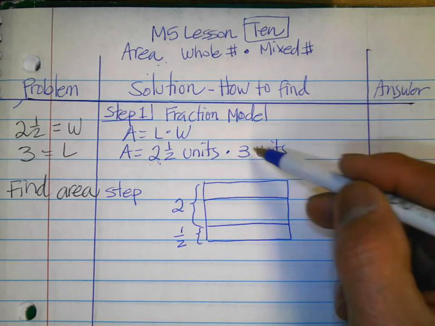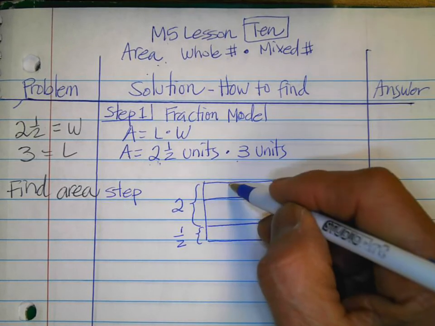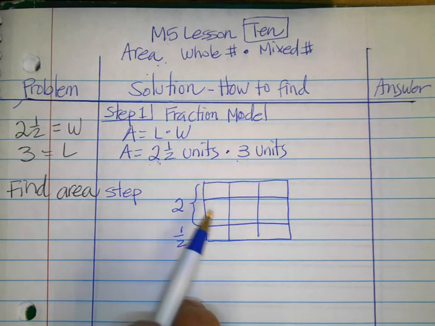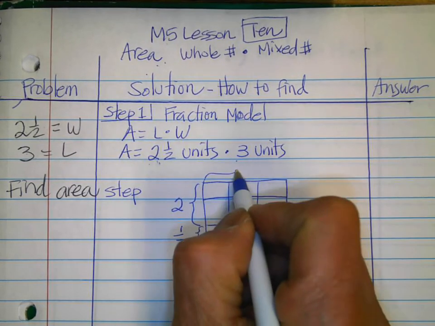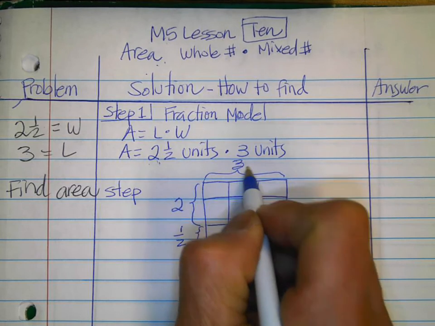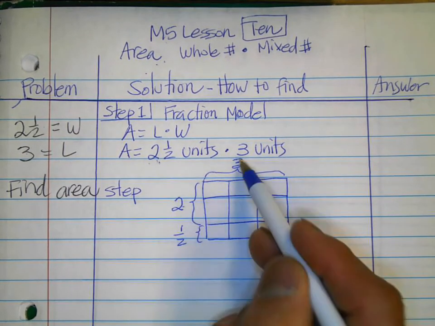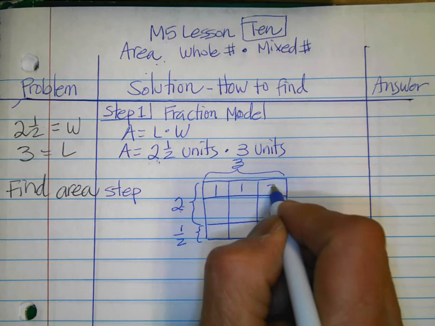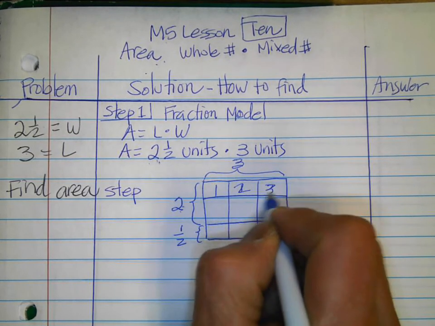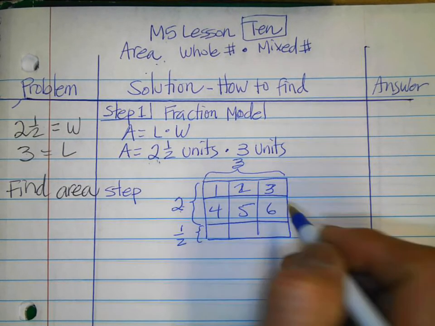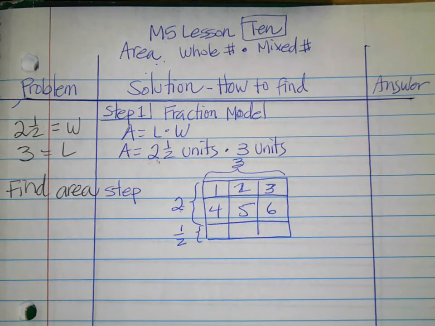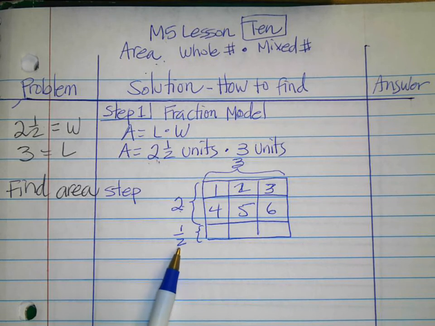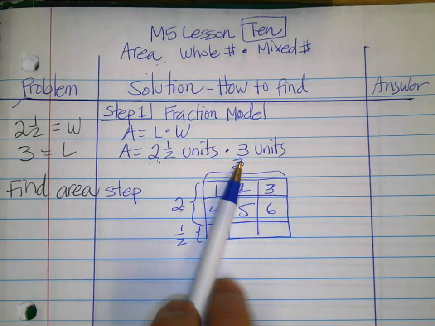The columns are going to be the 3 units. So we're going to show 3 units. There you go. Now let's label these 3 units. So 3 units times 2 units equals 6, right? But let's count: 1, 2, 3, 4, 5, 6. Now we have to multiply. We multiply this whole number times that whole number. And now we have to multiply the fraction times the whole number.